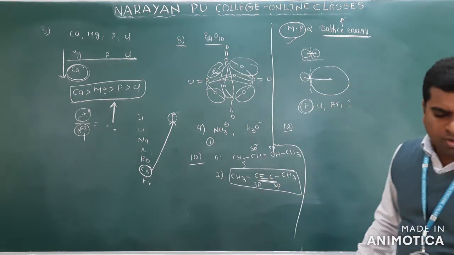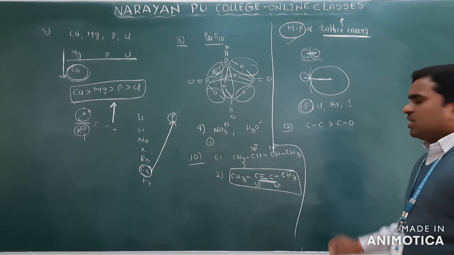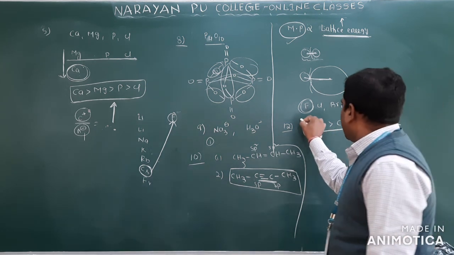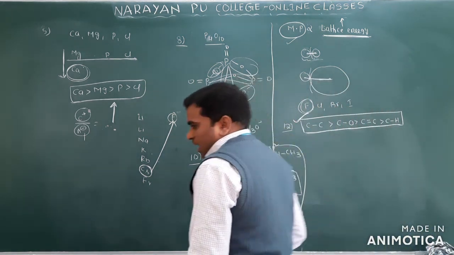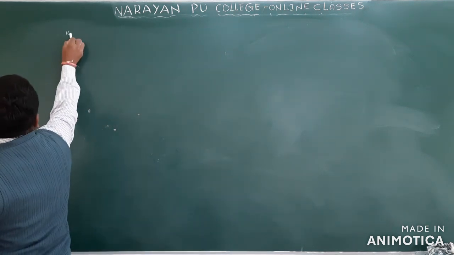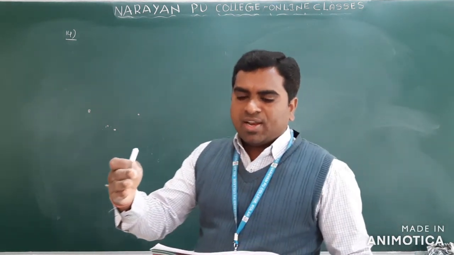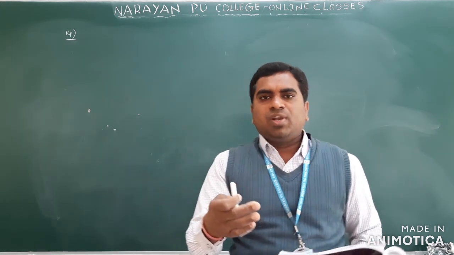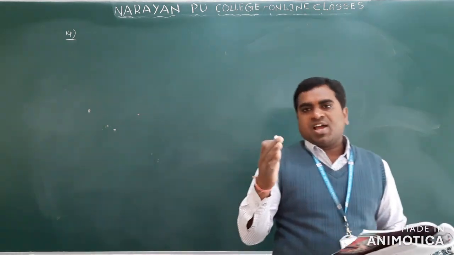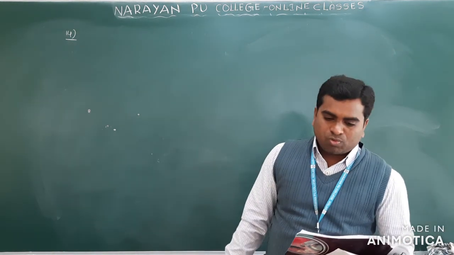Next one, question number 12. They have given a bond length order; you already know it. C single bond C is greater than C double bond O and the last, the triple bond, is the shortest. This is the bond length order, you have to remember it. Next question is 13. It is irrelevant because they have given stability of the plus 2 oxidation state. Actually we have to decide that using standard reduction potential, which we will study in the electrochemistry chapter in the second year. So just leave that one.